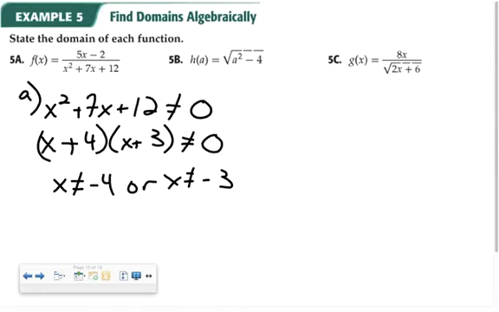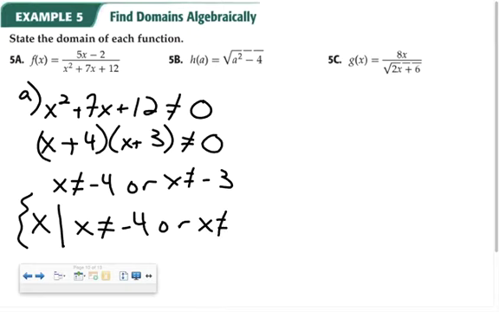So the domain of each function is the set of all numbers x such that x cannot equal -4 or x cannot equal -3. Other than that, x is an element of all real numbers.